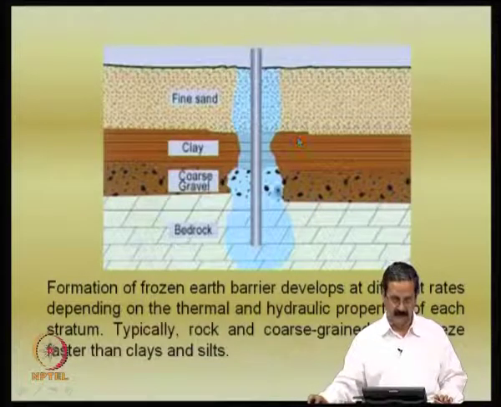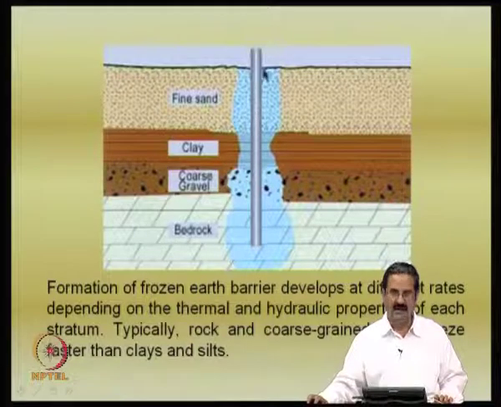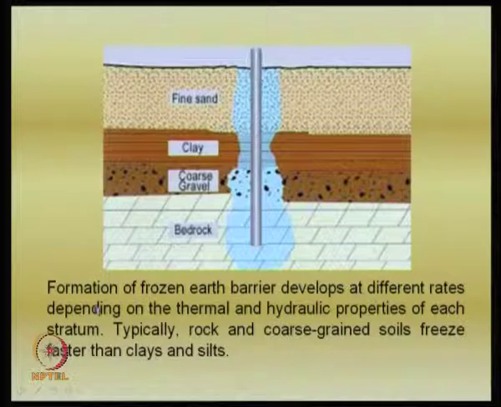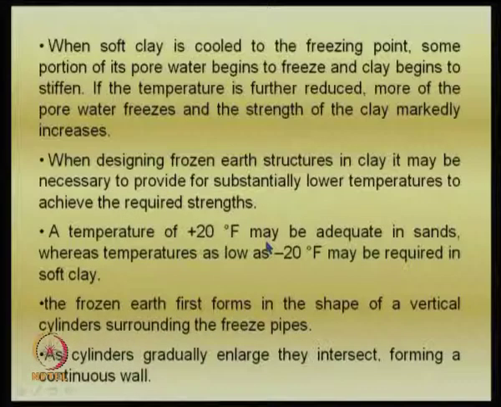This is a simple example: the formation of a frozen earth barrier develops at different rates depending on the thermal and hydraulic properties of each stratum. Like you have, say for example, bedrock, quartz gravel, clay, and fine sand. So, you have the barrier here that is developed next to the pipe or a shaft or whatever system. This is very important, it should be maintained.